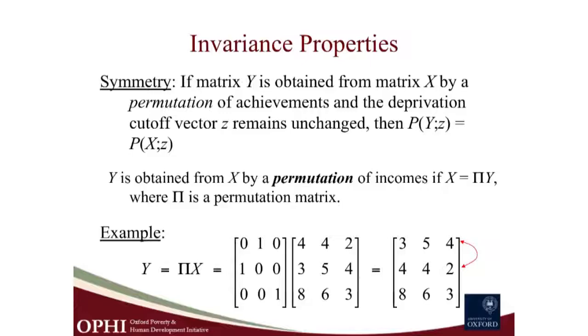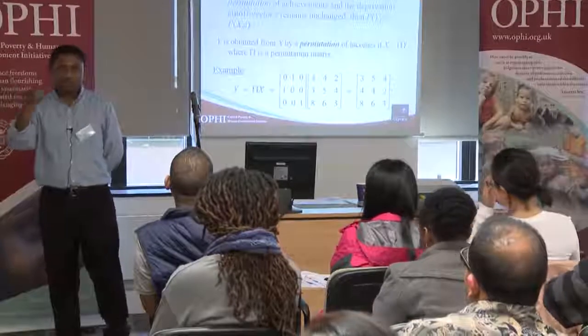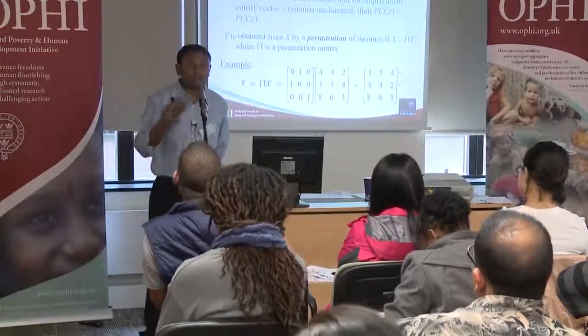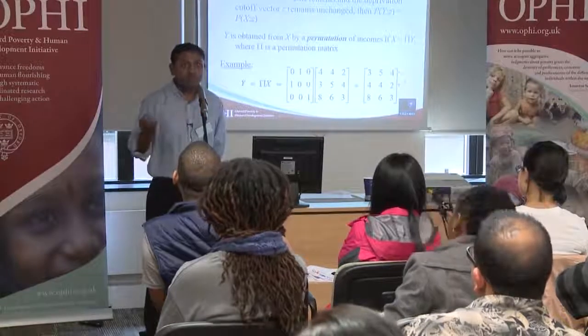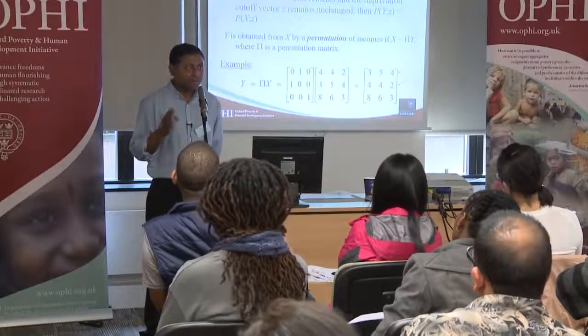You see? Sorry? You have to take the whole achievement vector. Okay, so as long as you are shuffling the achievements across people, then it should not matter. That's the idea. Okay? Clear?